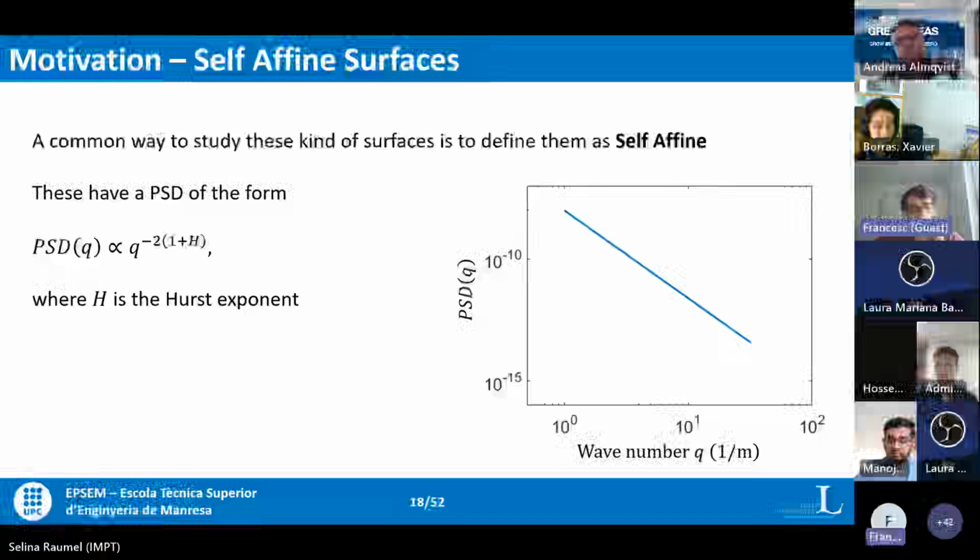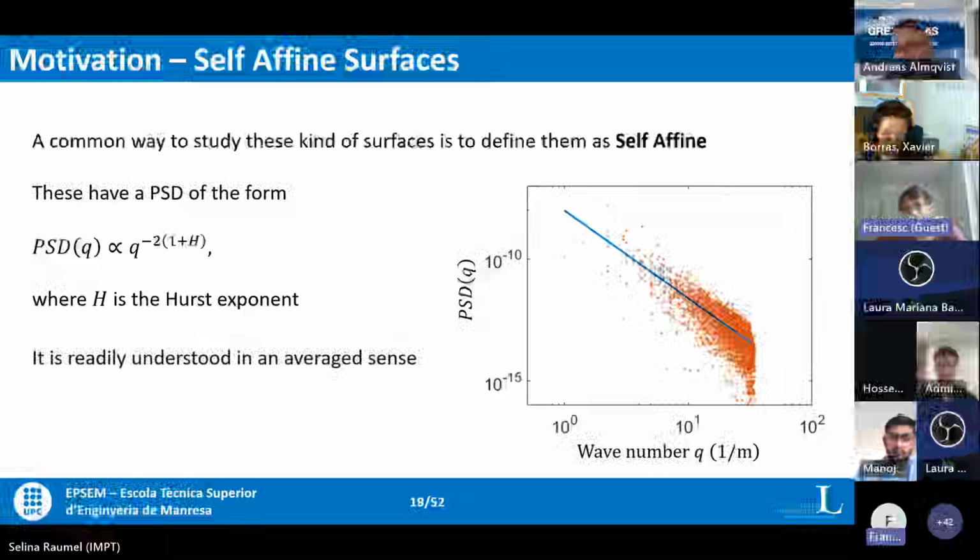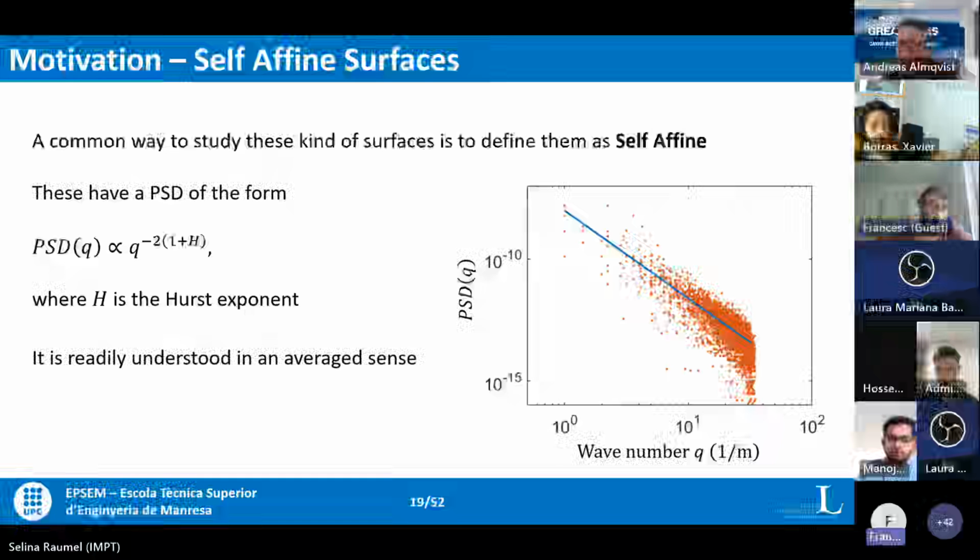It has to be taken into account, however, that this power spectrum or this equation here is better understood in an average sense. So if you take the power spectrum of a real, measured surface, it would have a power spectrum as marked by these orange dots, that are a bit all over the place. However, if you take the average of these dots, it will come down to this nice straight blue line.